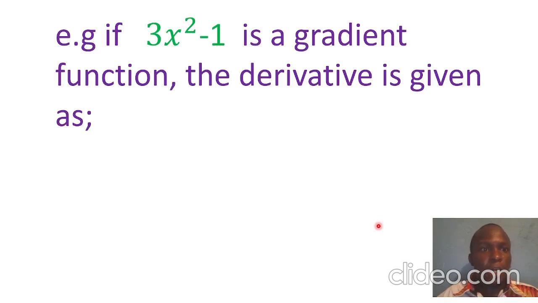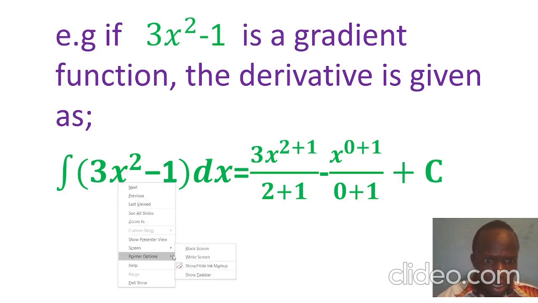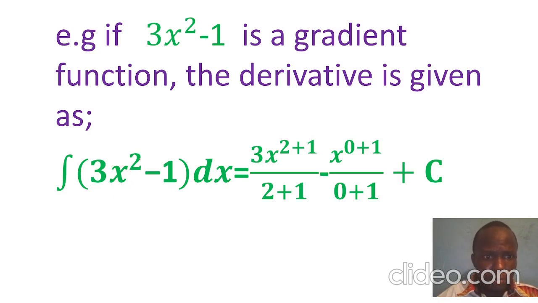For example, if 3x squared minus 1 is a gradient function, the derivative, the integral is given by this. Now, what has just happened is that this is 3x squared, so you have to add 1 to the power 2 and divide by 2 plus 1. Let me use a pen to showcase this. I just want to assume that you are a beginner. So we have to add 1 there, then we divide by 2 plus 1. And that is what you get: 3x squared plus 1 over 2 plus 1, minus.